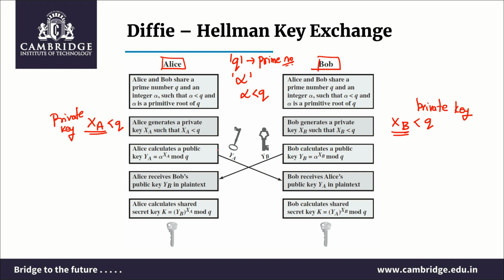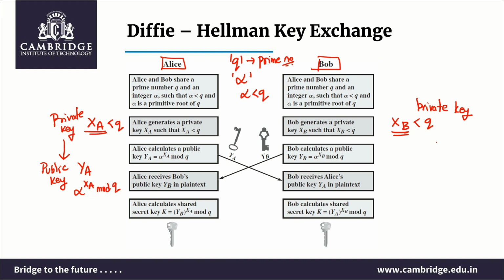Now once they select their private key, Alice from this private key will generate her public key. How is Alice generating the public key? Let us call the public key YA. So what is this YA? YA is nothing but alpha power XA mod q. Alpha power XA mod q.